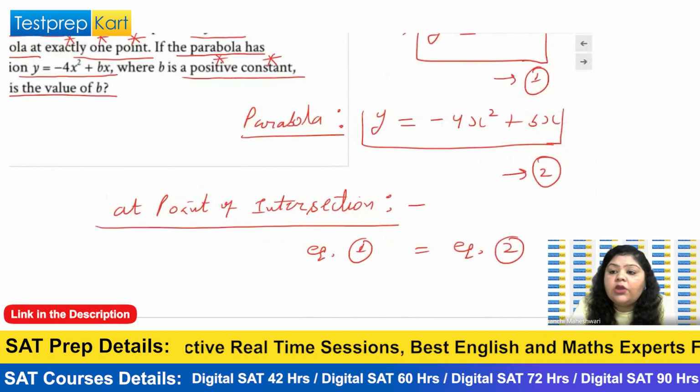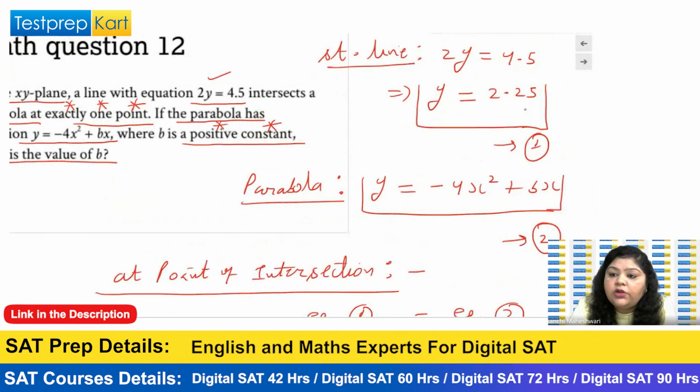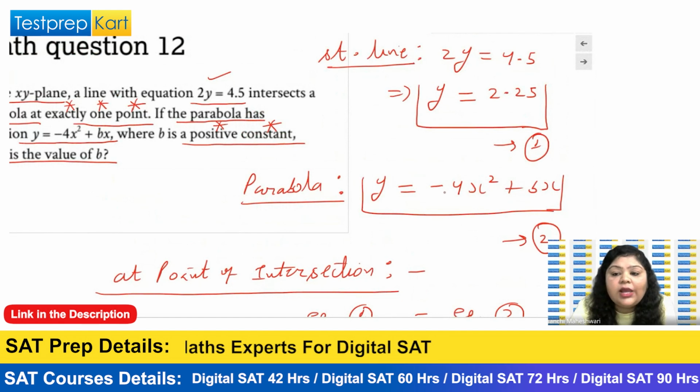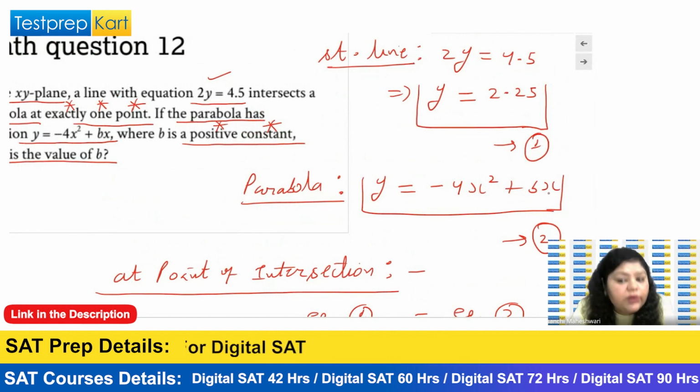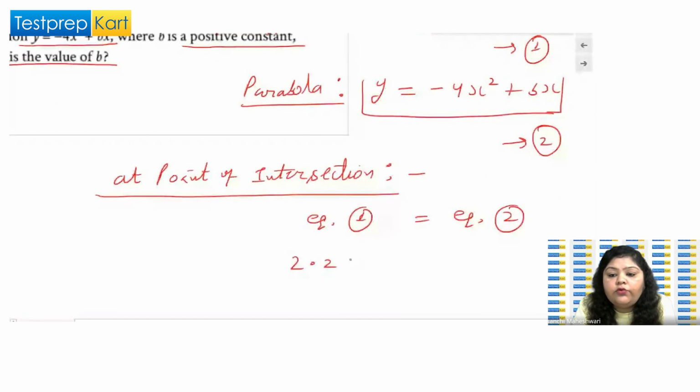Okay, now if I do so, equation 1 suggests y value is what? 2.25, and equation 2 suggests y value is what? Minus 4x square plus bx. So can't I say that 2.25 is equals to what? Minus 4x square plus bx.